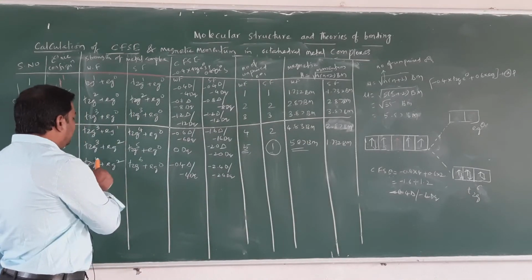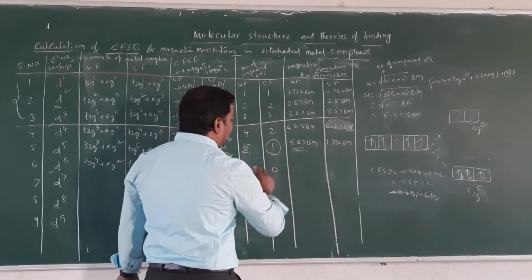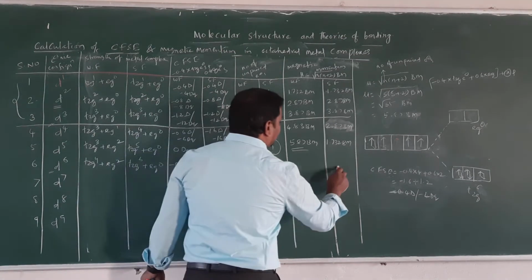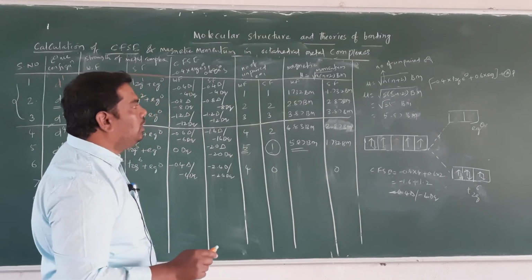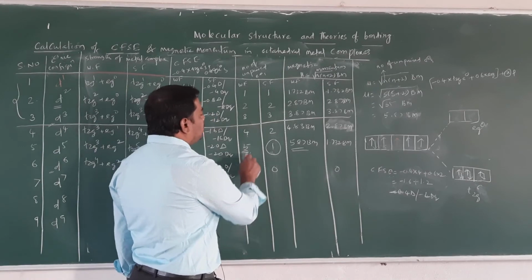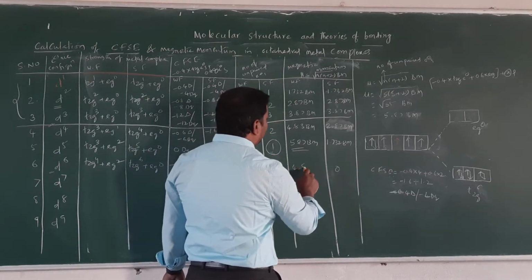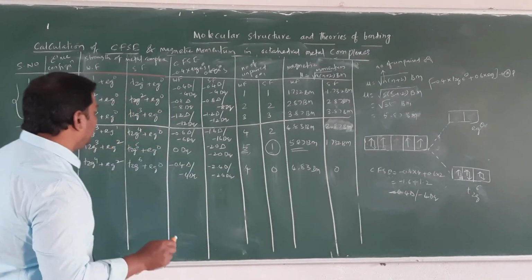So in this case, how many unpaired electrons are there? One is paired up and the remaining unpaired electrons are 4. For the strong field case, there is no unpaired electron, so the magnetic moment is 0 for the d6 configuration. For the weak field, the number of unpaired electrons is 4, so the magnetic moment is equal to 4.89 Bohr magneton. Okay, right.